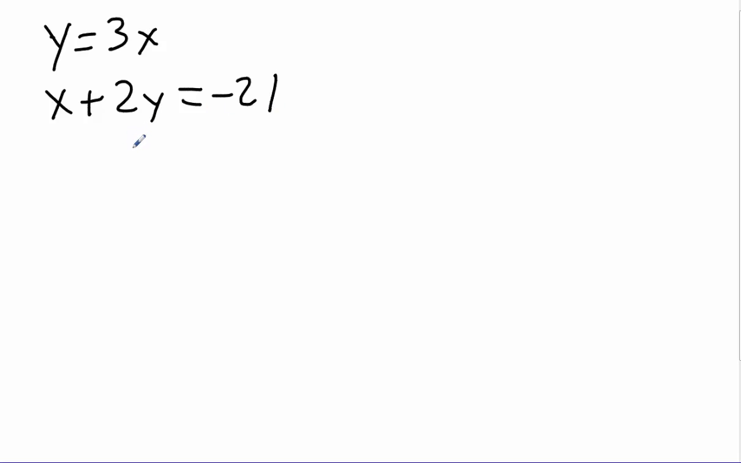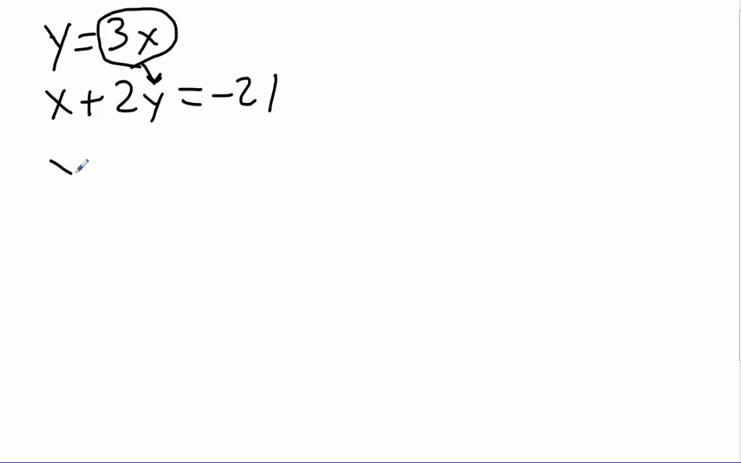The first one we're going to do, we'll start off with an easy one. We have y equals 3x as our first equation, and our second equation is x plus 2y is equal to negative 21. The whole idea of substitution is that in both of these equations, the y's are equal and the x's are equal. So since we know that y is equal to 3x, we want to substitute this whole 3x quantity down into the second equation for y. That way, we have an equation of only x's.